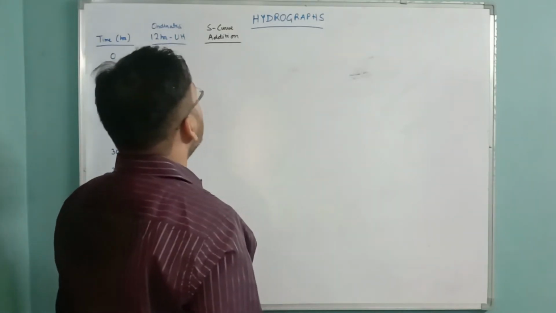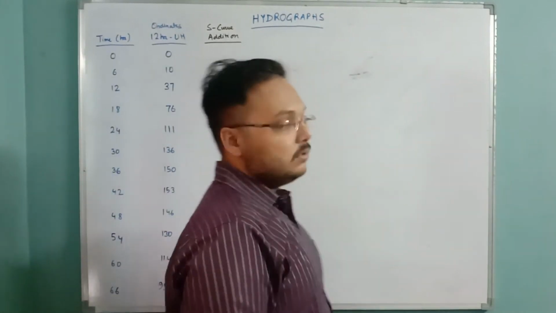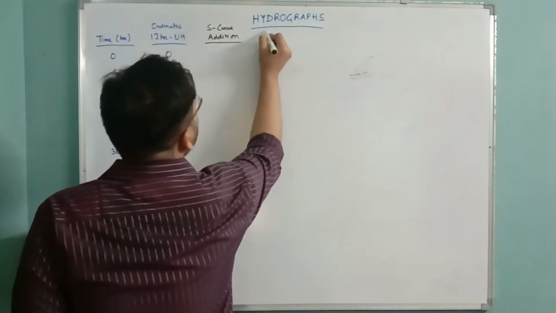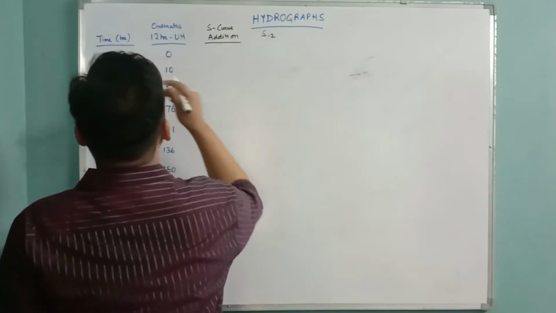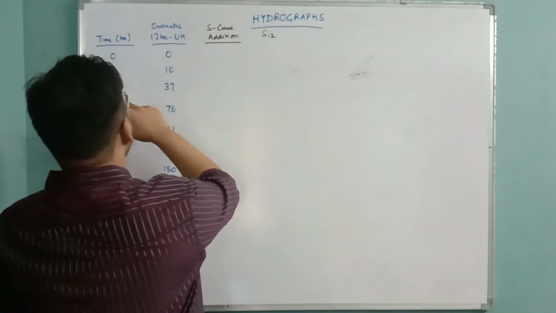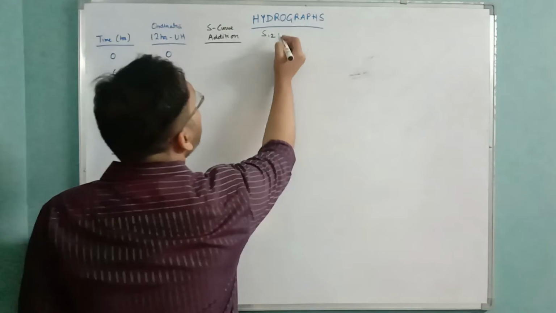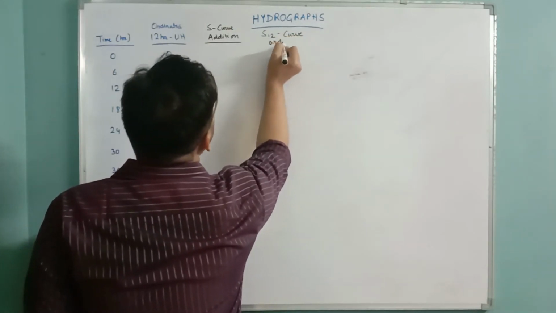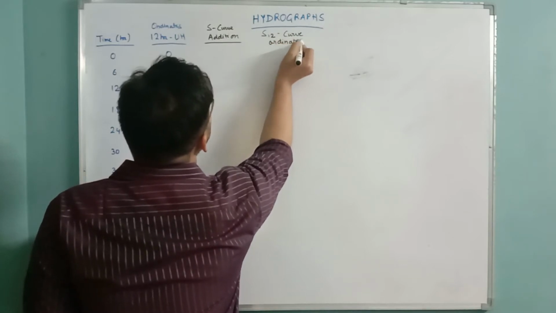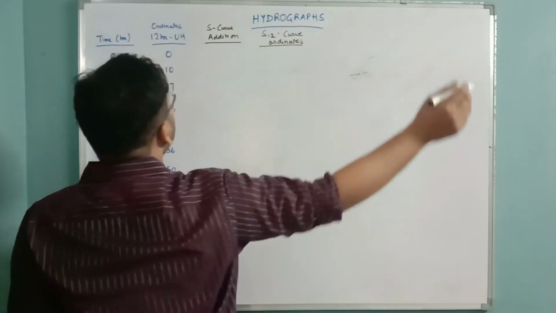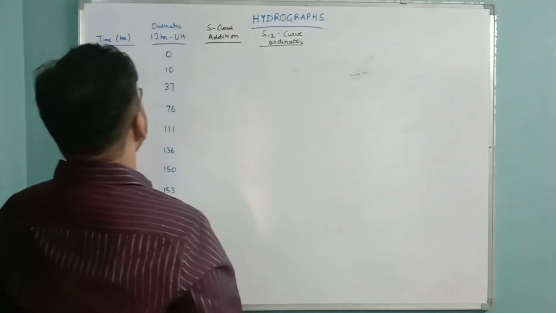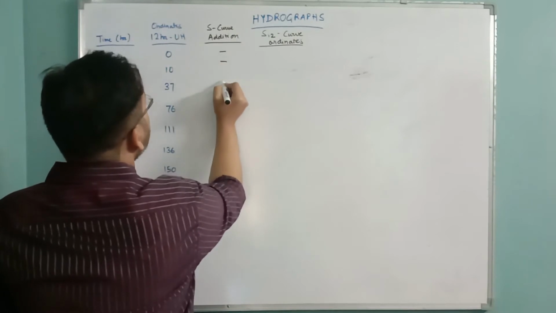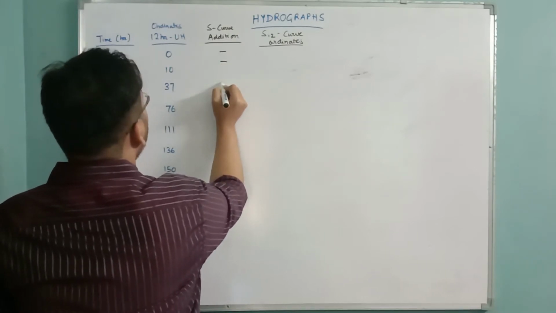Okay, this will be the S curve addition, and also there will be one more thing, that is the S12 curve ordinates. That is the S12, because it is the S curve of a 12-hour unit hydrograph. So, S12 curve ordinates. Okay, so how are we going to get this? Because it is a 12-hour unit hydrograph, let's lag it by 12 hours.